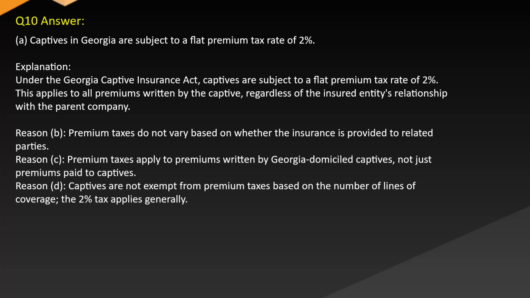Reason B. Premium taxes do not vary based on whether the insurance is provided to related parties. Reason C. Premium taxes apply to premiums written by Georgia domiciled captives, not just premiums paid to captives. Reason D. Captives are not exempt from premium taxes based on the number of lines of coverage. The 2% tax applies generally.